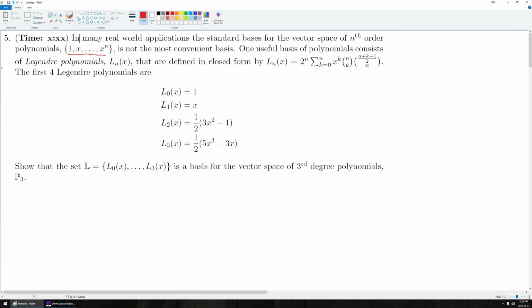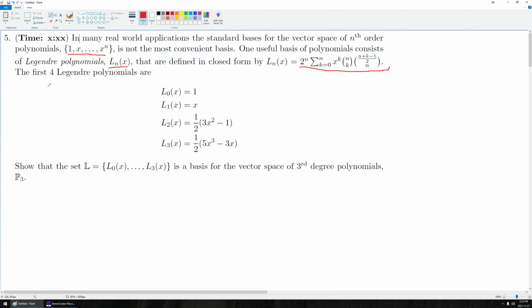Okay. One useful basis of polynomials consists of these Legendre polynomials, so these L sub n of x's that are defined in closed form by this summation here. So again, these polynomials actually come from an application of linear algebra to solving differential equations. So hopefully you'll see that in one of your future classes. I know a couple of the sections do. I'm not sure about all of them though.